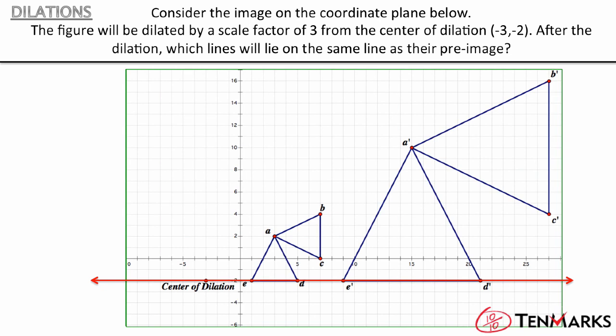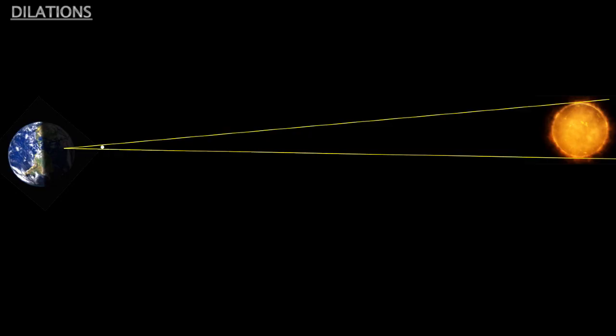As you can see, the line E'D' lies on the same line as its pre-image. Distance is a good example of dilation. When you look up at the night sky, the dot of light from a star is actually a dilation of a gigantic star far away in our galaxy, and you are the center of dilation.